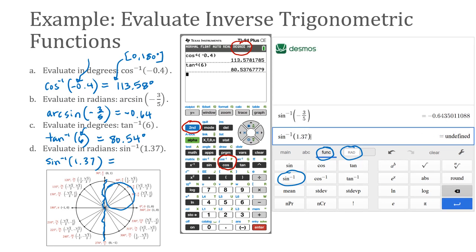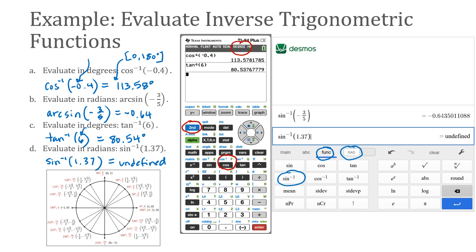Let's use Desmos. And when I do, I get an undefined answer. Why is that? Well, let's think about this for a second. What this question asked for was what angle would produce a sine of 1.37. Now, you may remember from the last slide, from your work on unit circles, that if we're talking about the sine function, we're never going to see an output larger than 1 or smaller than -1.